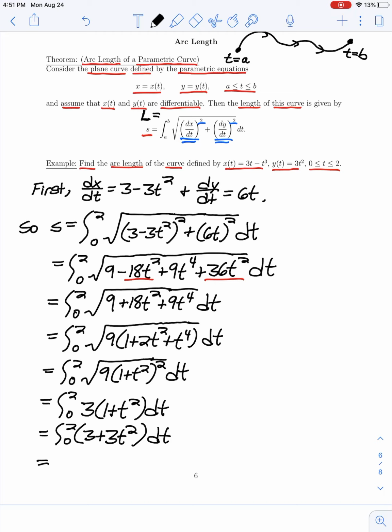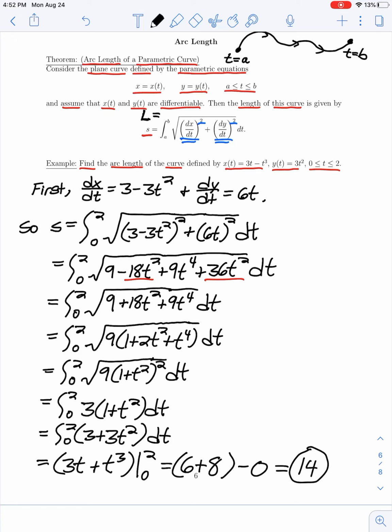So we have, for an antiderivative, 3t plus t cubed, and we then evaluate this integral from 0 to 2. So substituting 2 in for t, we would have 6 plus 2 cubed, which is 8. And we subtract the value that we get when we substitute 0 in, which is 0. So we are left with 6 plus 8, or 14, for the length of this parametric curve on that interval from 0 to 2. Okay.